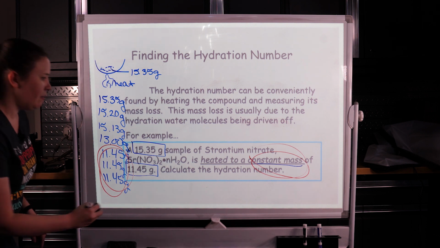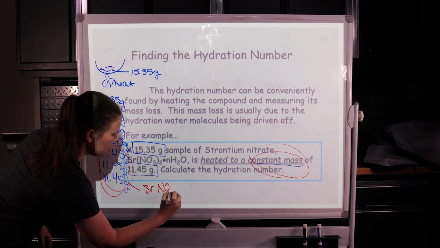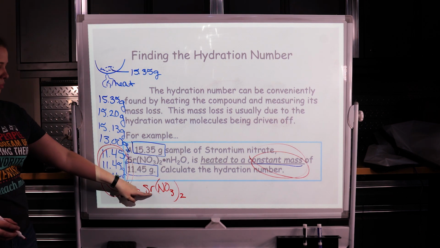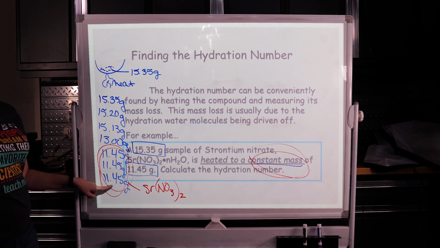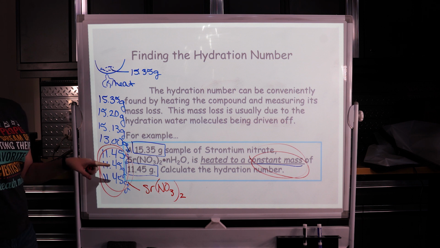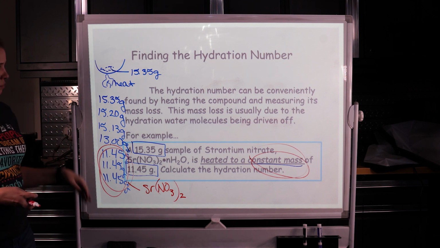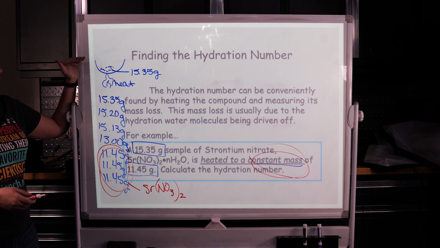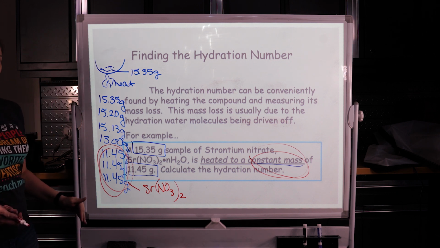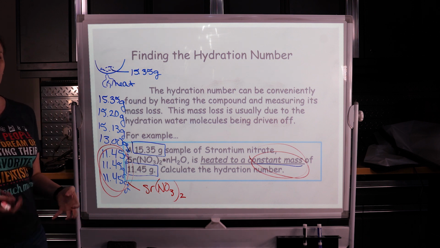So all that's left here now, in this example, would be the strontium nitrate. We'll have a different hydrate for our lab. But with this example, that's the anhydrate, and so that's what's represented by the 11.45 grams. So then the first thing that we're going to have to figure out is how much water left. If I know I started with 15.35 grams and ended up with 11.45 grams, I could find the difference in those two numbers, and that would have to be the mass of the water that left.